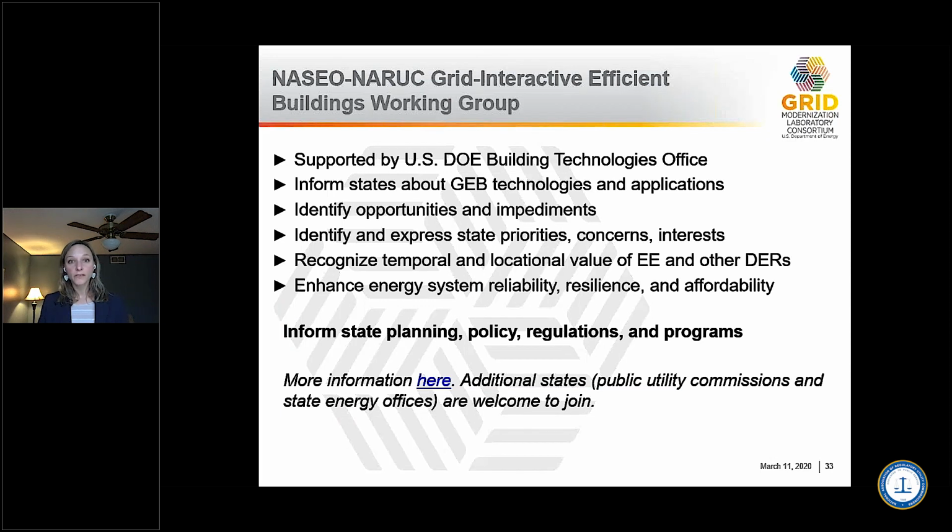So in addition to all of the opportunities that I just gave, states can also participate in the NASEO-NARUC Grid Interactive Efficient Buildings Working Group, which is an ongoing working group that has 14 states in it, maybe a few more than that right now. And it is Department of Energy funded, and they have provided funding to national labs to provide direct technical assistance to the states in the working group to help them identify opportunities to advance demand flexibility.